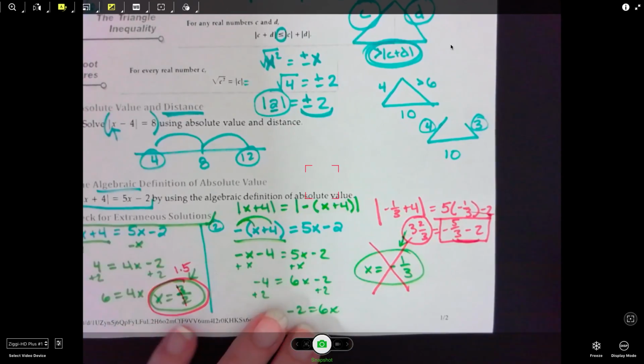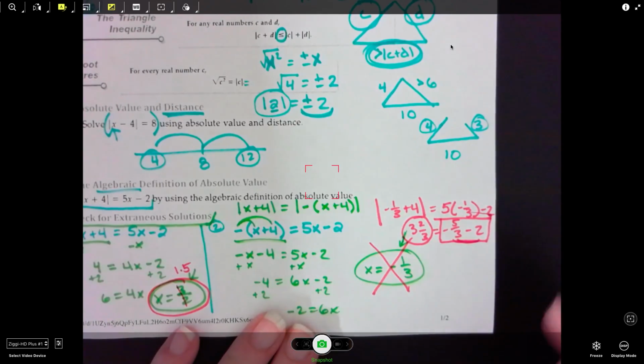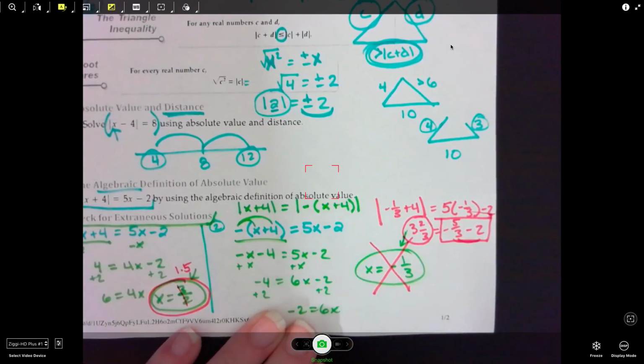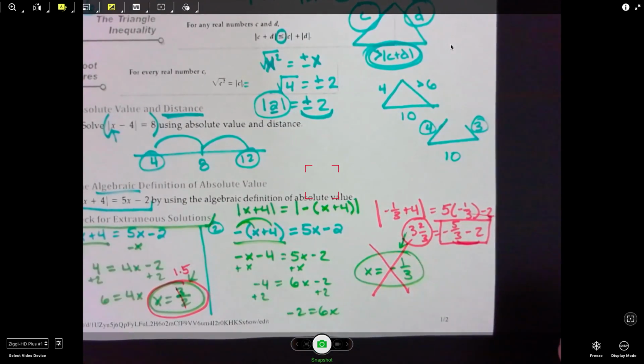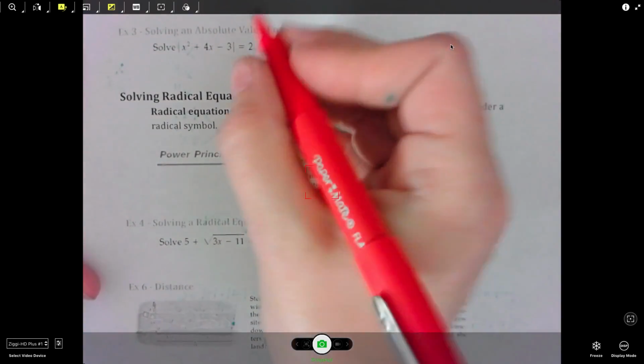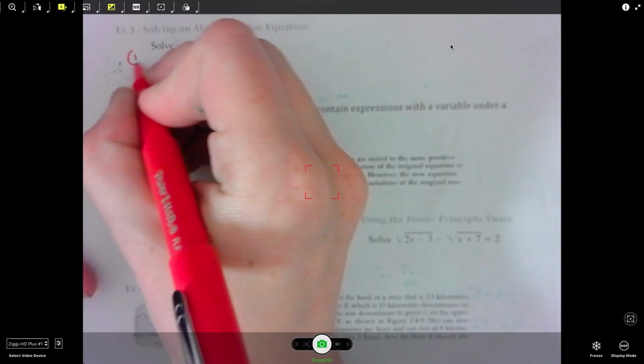So always plug back in and check and make sure that your answers are actual answers in your equation, okay? On the back side, problem at the top. Same deal here. We're going to have two cases, but it's going to look a little uglier.